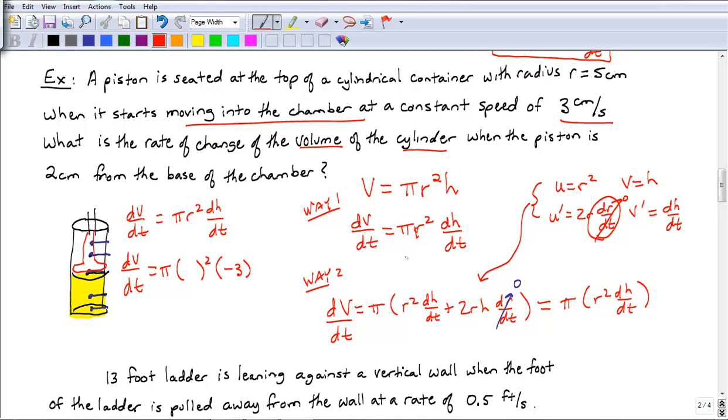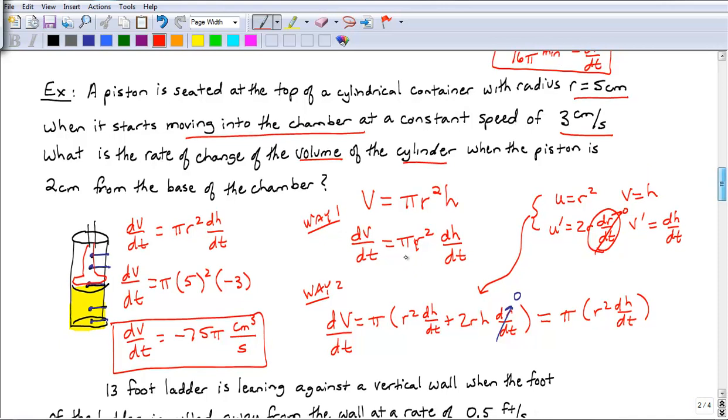The radius of this thing, well, it tells me that the radius is 5 centimeters. So I can put in 5 for the radius. And now I can find dv over dt. 25 times -3 is -75 pi. Volume units on top, those are centimeters cubed. And time units on the bottom, those are seconds. So the trick to this problem is noticing that dr dt is 0. The radius is constant as you move down the cylinder.